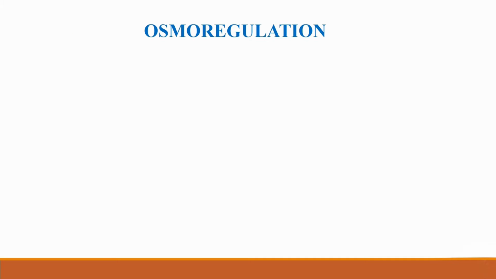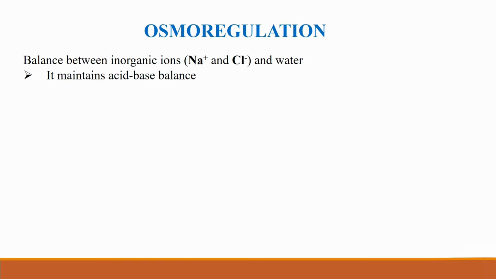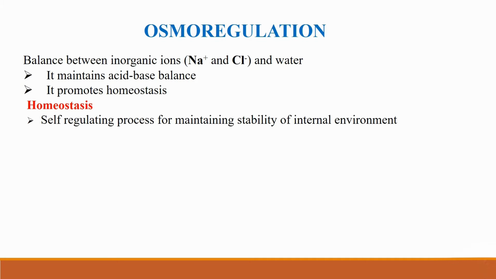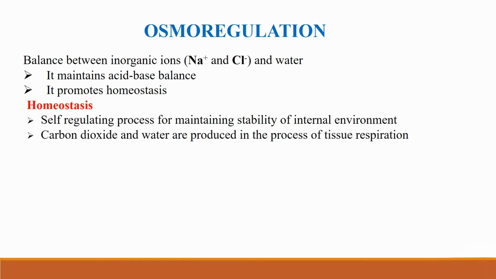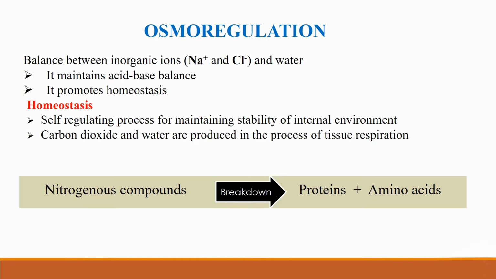Through excretion, organisms control osmotic pressure, the balance between inorganic ions, sodium and chloride ions, and water. It maintains acid-base balance. This process is known as osmoregulation. The process thus promotes homeostasis, a self-regulating process by which organisms maintain stability of internal environment. Carbon dioxide and water are produced in the process of tissue respiration. Nitrogenous compounds are formed from the breakdown of proteins and amino acids.